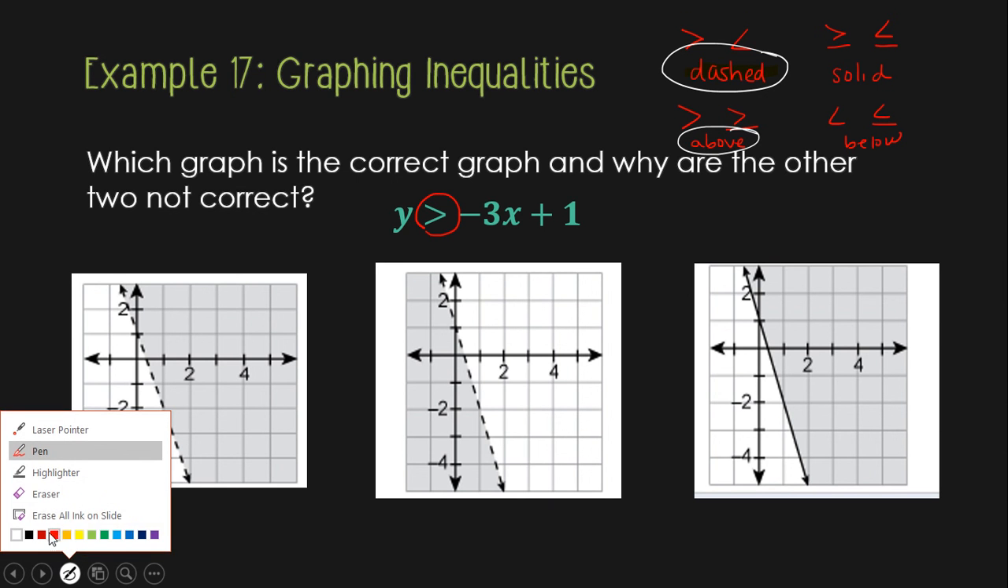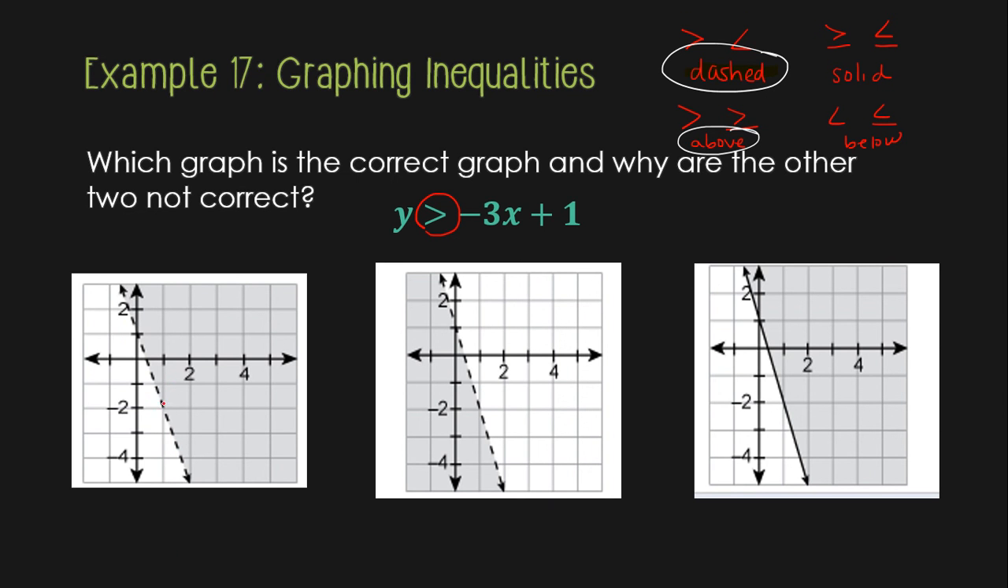So when I test to see if I'm above, I go to my dashed line and I draw an arrow up from that line. I happen to be shaded above that line, so it looks like that first choice should be correct. And it looks like those are out of order. There we go. So this is the correct graph, okay?